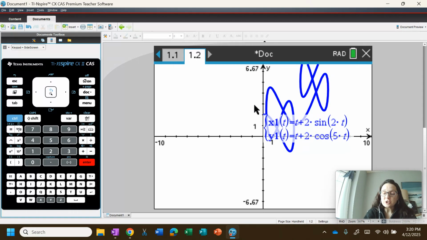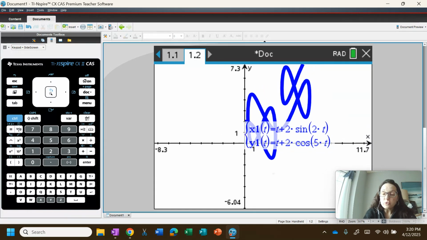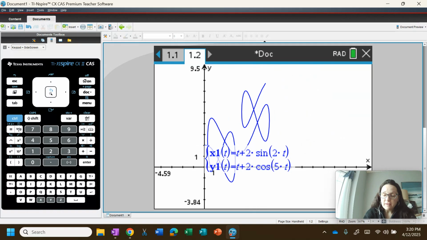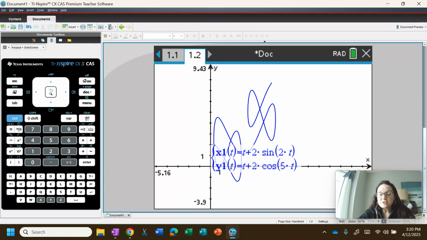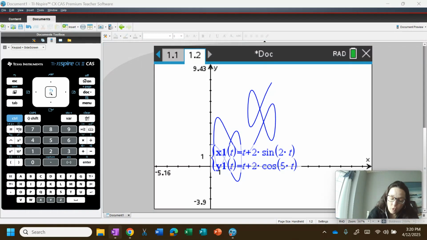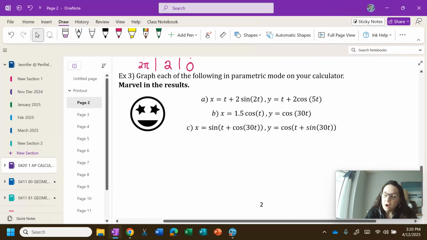So if I hit enter, look at that cool thing. It's so cool, you guys. And if I drag it, this is just like this crazy figure 8 thing. And if I change my t-bounds, it would just keep doing that. And it's like this crazy zigzag. It's so cool. And then if we go back, what else did I have you graph?